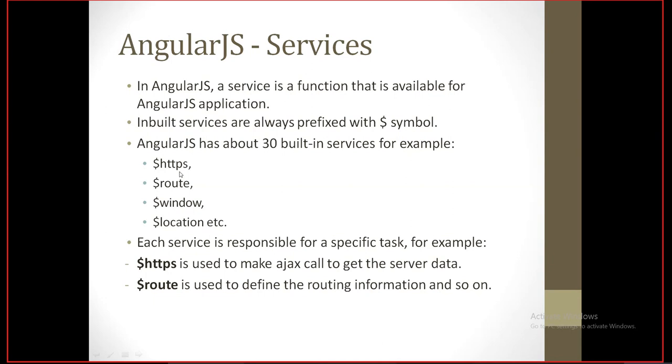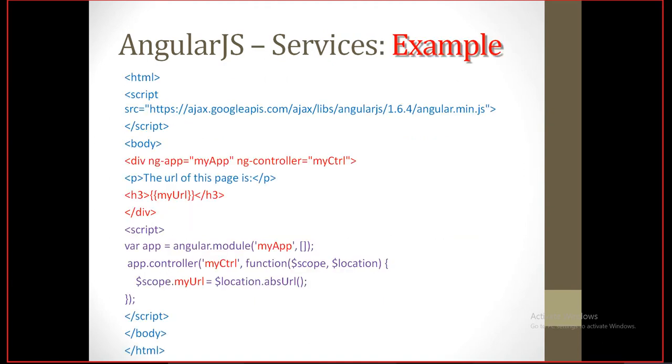Okay, so you can see here, $http is a service which we generally use to make AJAX calls from the Angular script. Then we have the $route service which we use to define some routing information. We have the $window service, we have the $location service which we generally use for referring to the URL. Okay, so these are the services, and as you can see, each service will be responsible for a specific task. Okay, so here we have an example of using the location service.